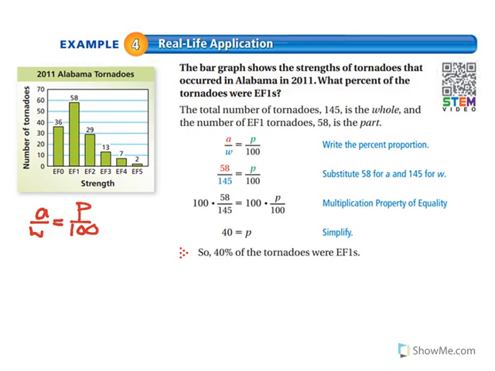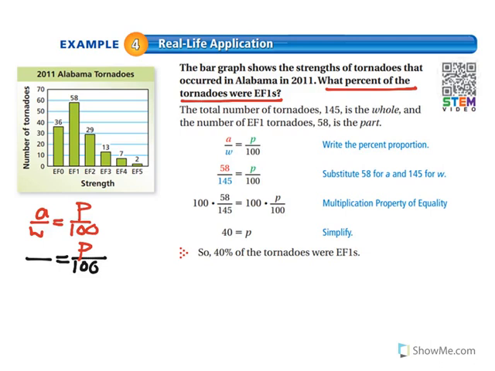So let's go ahead and take this step by step. What do we know? Well, we know that 100 is our constant. It's always over 100. And it says what percent of the tornadoes were EF1s. Our unknown is the percent. We're trying to figure out what the percent is. So for percent, we're going to put our P in. Now, we're left with the part, which is A, and the whole, which is W. What is the part? What is the whole?